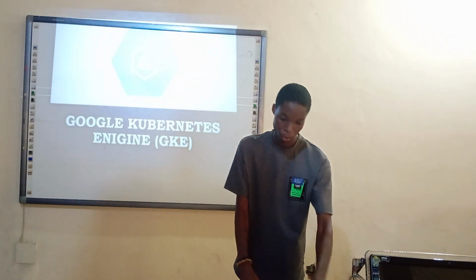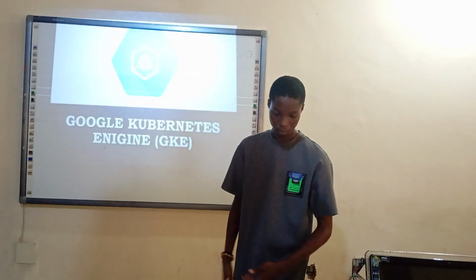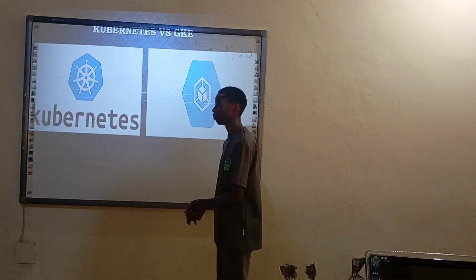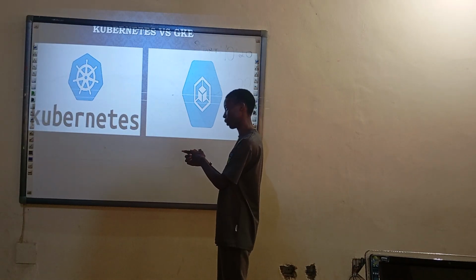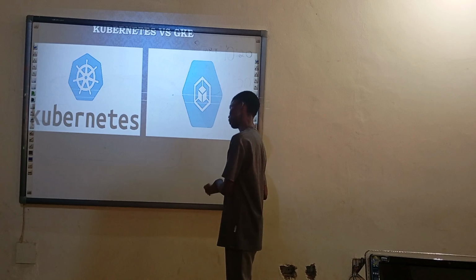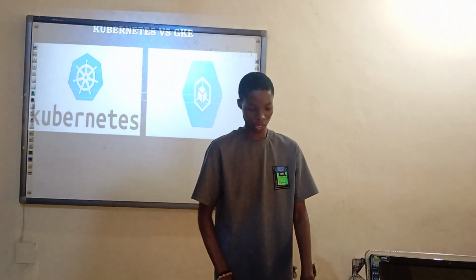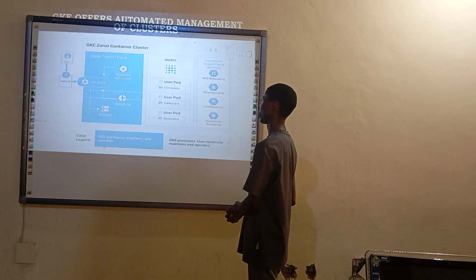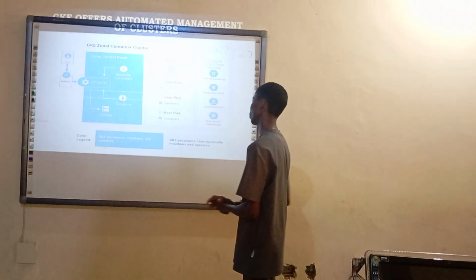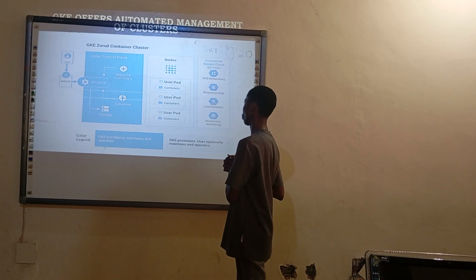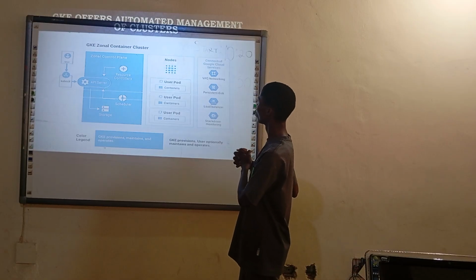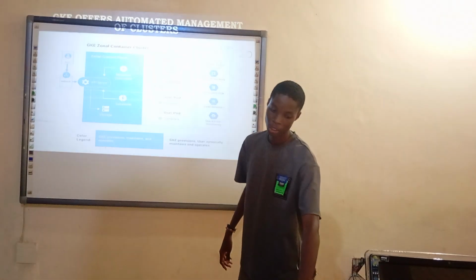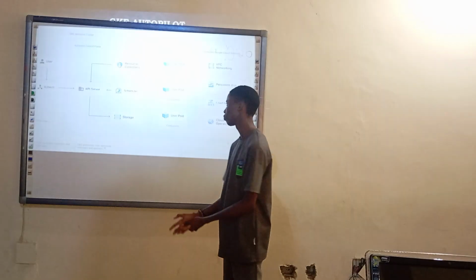So let's move into Google Kubernetes Engine, or GKE. Now, Google Kubernetes Engine is also used to manage Kubernetes and can run clusters. But Kubernetes can also run clusters. So what is the difference between GKE and Kubernetes? GKE offers automated management of clusters based on your preferences. So with GKE, you don't have to configure a lot about your clusters. It's already automatic. But GKE is divided into two types, autopilot and standard.